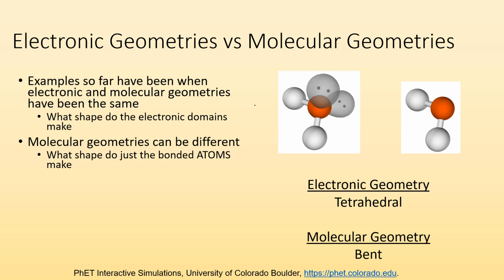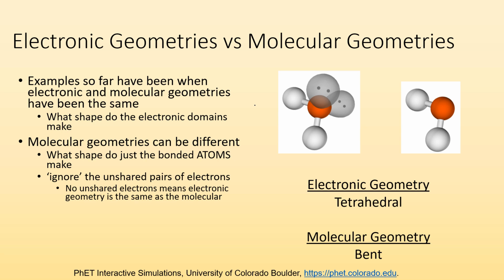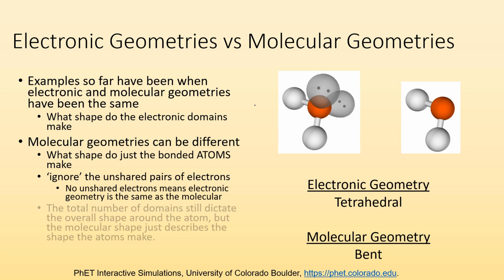I don't care about those unshared electrons. You just ignore them. So now, if they don't have any unshared electrons, then the electronic geometry and the molecular geometry will be the same. So the total number of domains still dictates the overall shape around them, but the molecular shape just describes the shape that the atoms make.